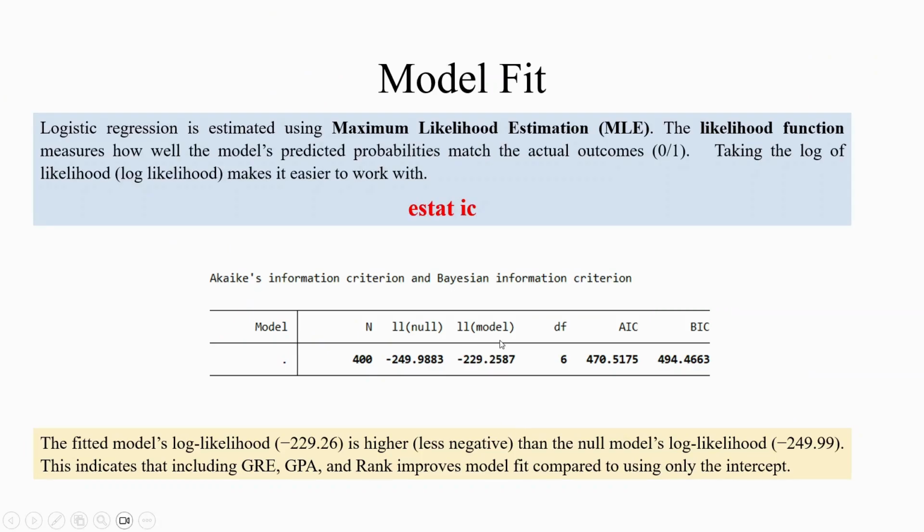This is LL for model and this is LL null. The fitted model's log likelihood, minus 229, is higher, that is less negative, than the null model's log likelihood, minus 249. This indicates that including GRE, GPA and rank improves model fit compared to using only the intercept. It means that the model is better than the baseline model. The baseline model consists only of intercept.